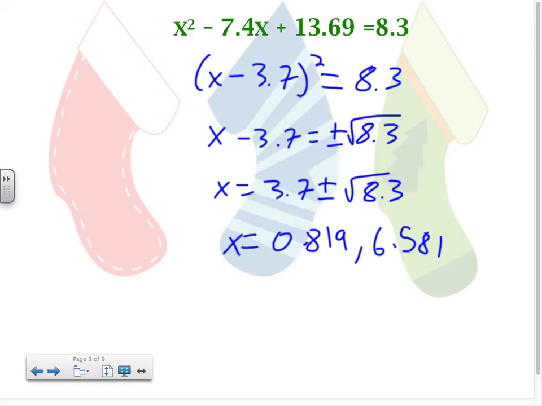I've got a couple more examples. If you get the hang of it, you're welcome to stop here and be done. But there are a few more examples if you want to stick around for those.